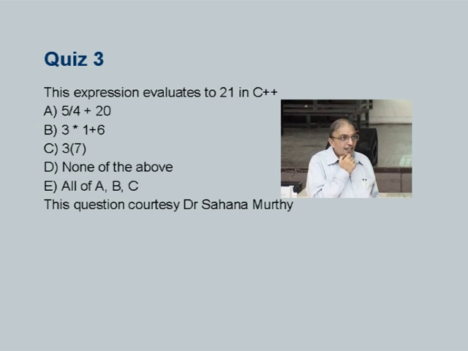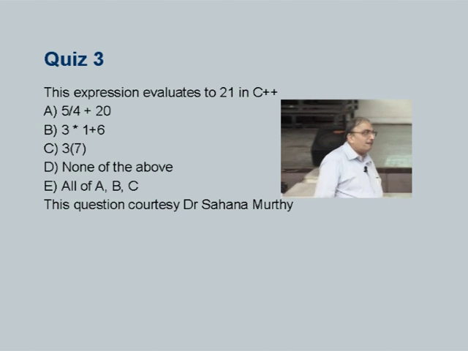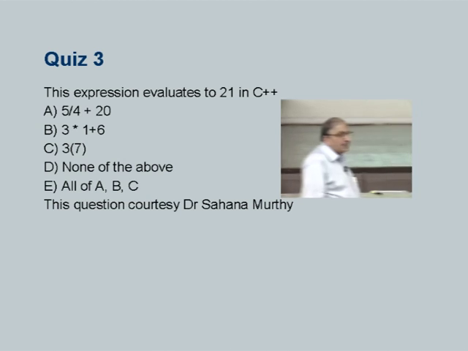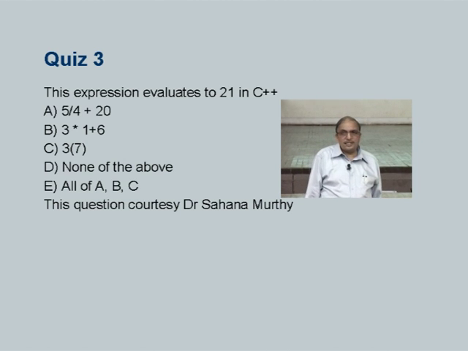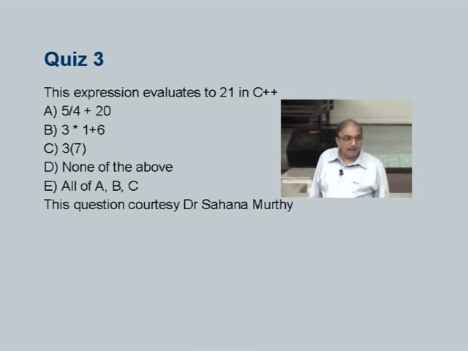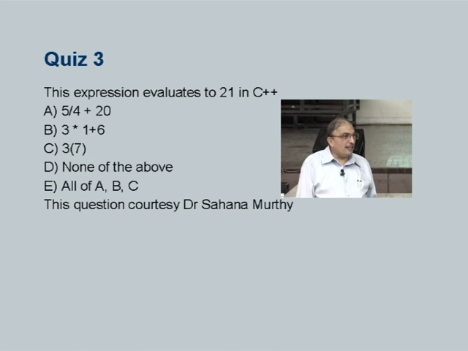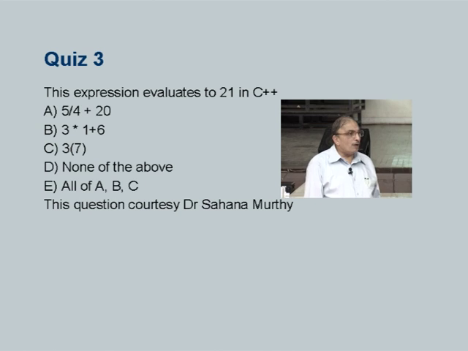A. You are very sure it is A? Okay, what if 5 divided by 4 results in an integer value and the rest of the fraction is truncated, it will result in 1. 1 plus 20 is 21, correct. What if it results in a floating point value or a real value? No? Yes? The answer is we don't know at this stage.